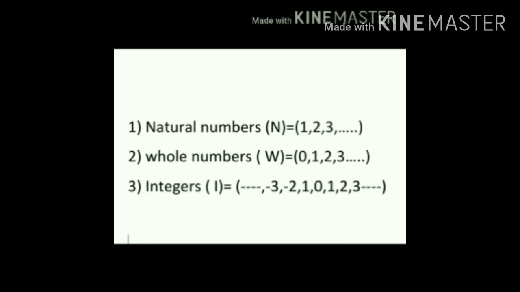First, natural numbers. Natural numbers are starting from 1, 2, 3 and infinite. Second, whole numbers. Whole numbers are starting from 0, 1, 2, 3 and infinite. Next, integers. Integers are those numbers which include 0, positive and negative numbers.